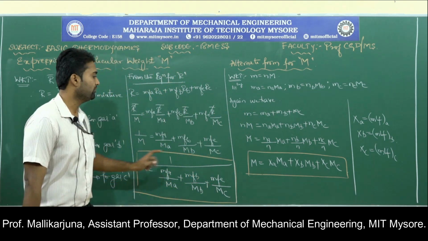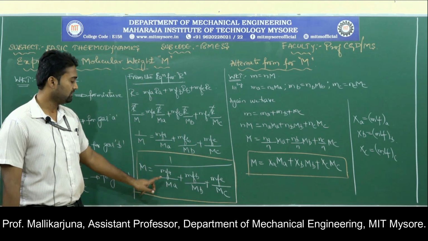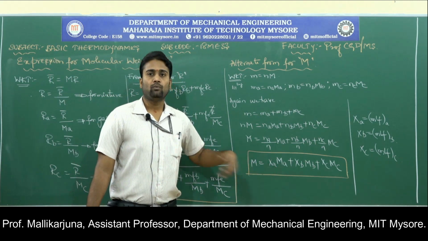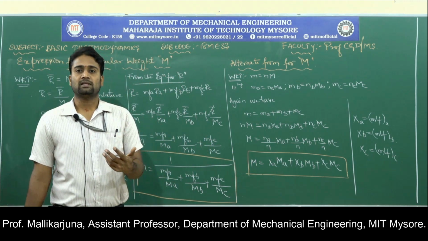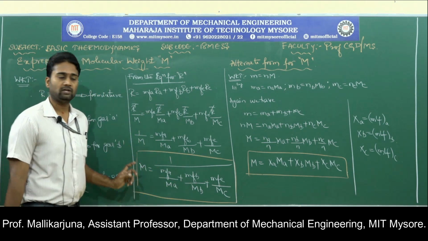So now we have two different forms for the molecular weight of the mixture. One form is related to mass fraction, another form is related to mole fraction. Whenever the problem specifies the mass fraction, then you need to make use of this formula for the molecular weight of the mixture.